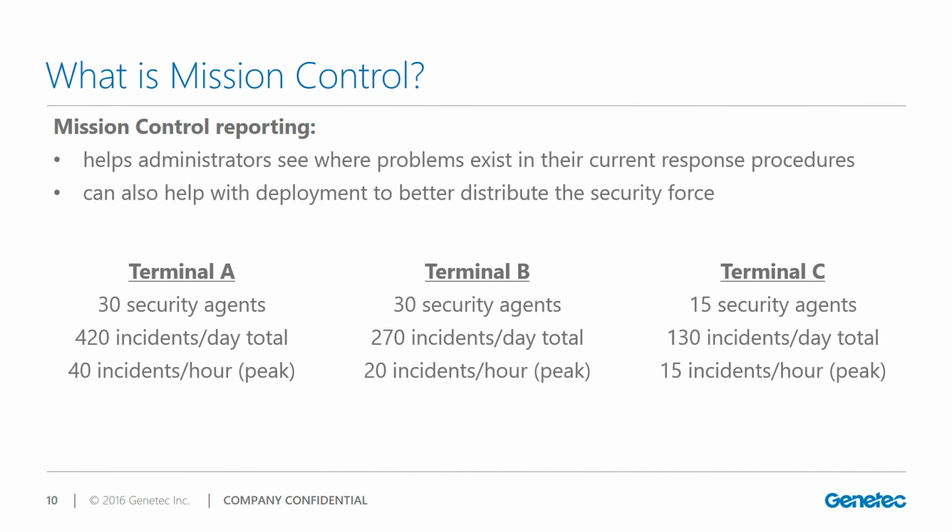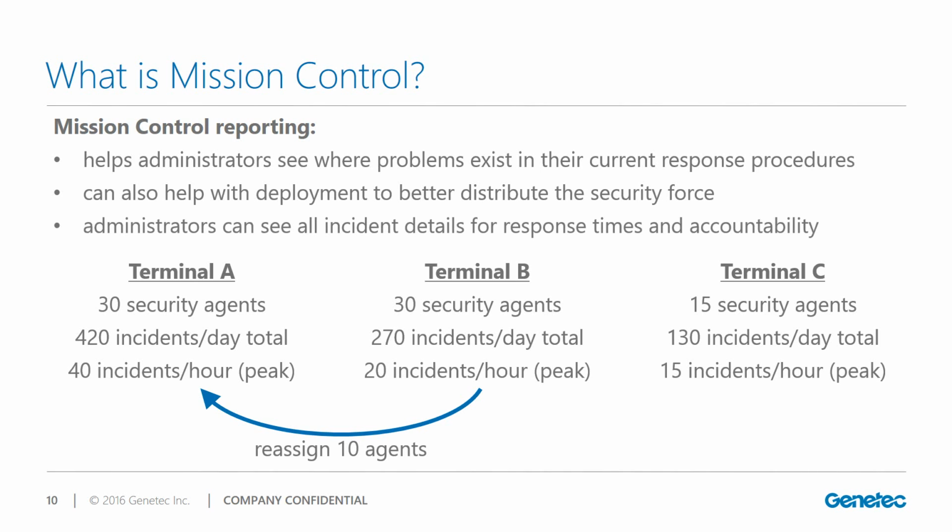The administrator could reassign people from B over to A as needed to balance out the workload based on the incidents. The administrators could continue to monitor the situation and move people around as needed based on the daily incident trends, instead of having to hire more people for Terminal A and have inactive people in Terminal B.